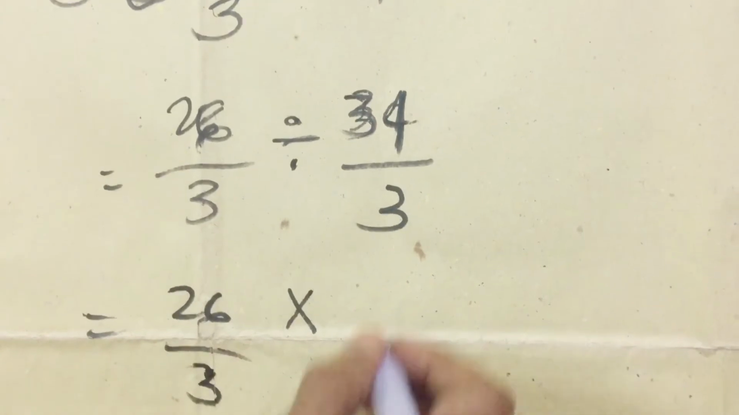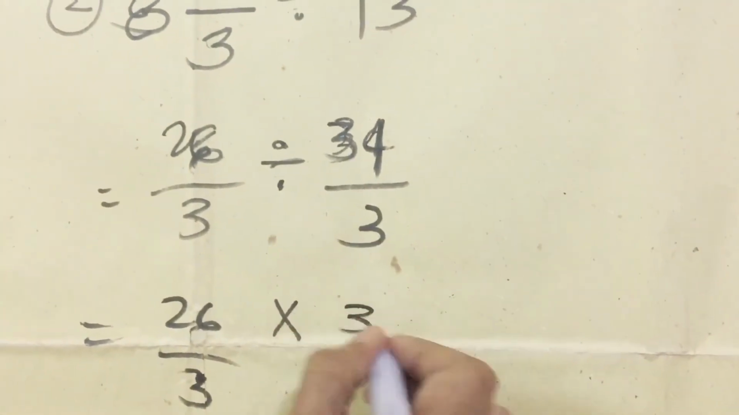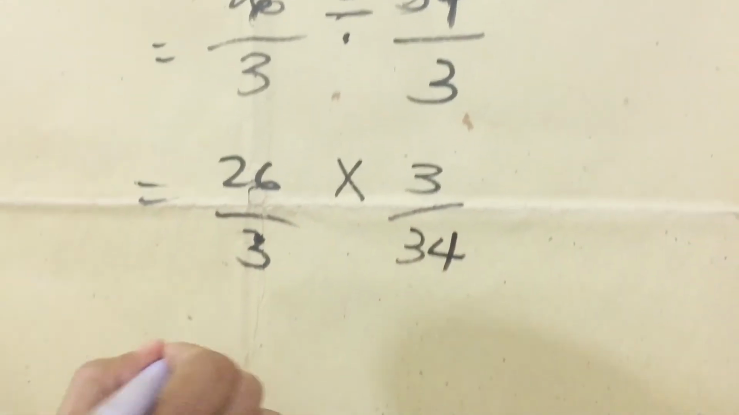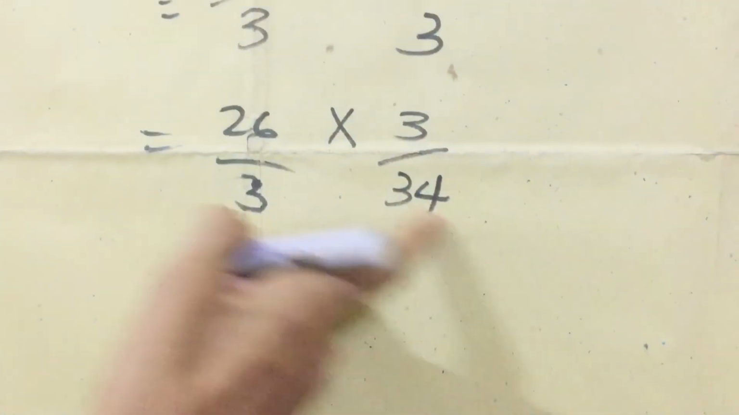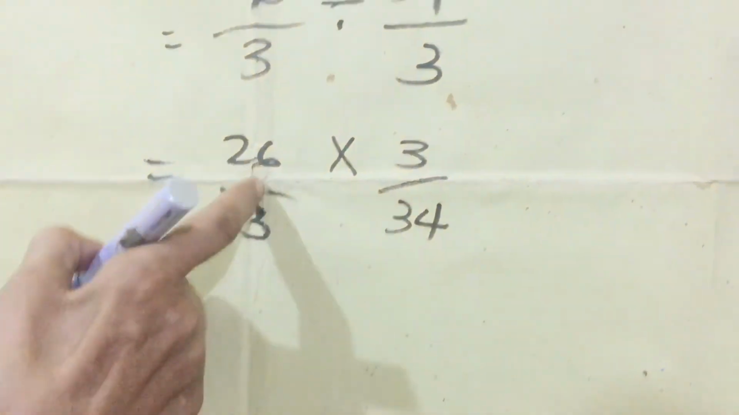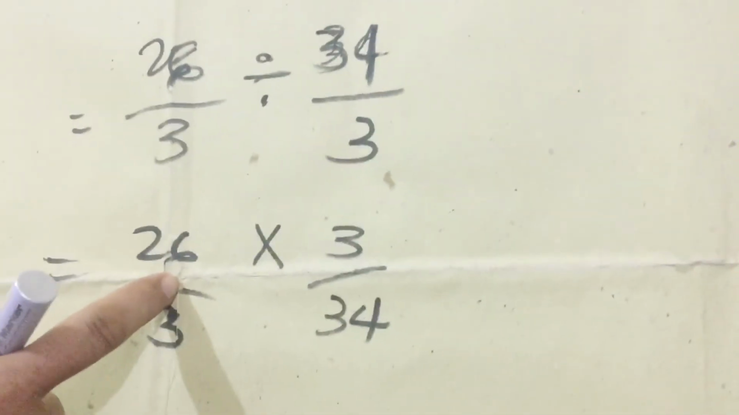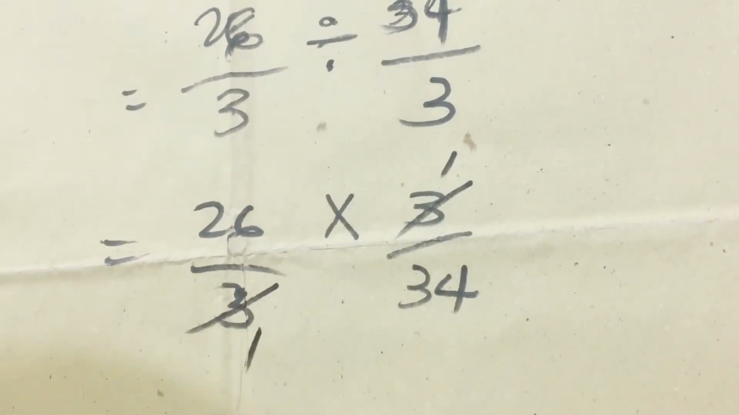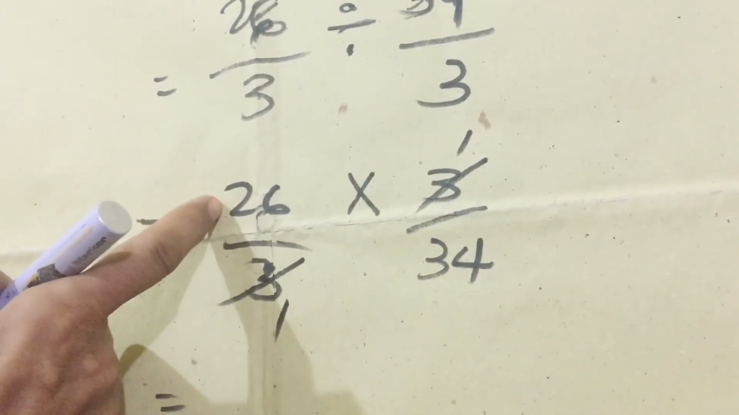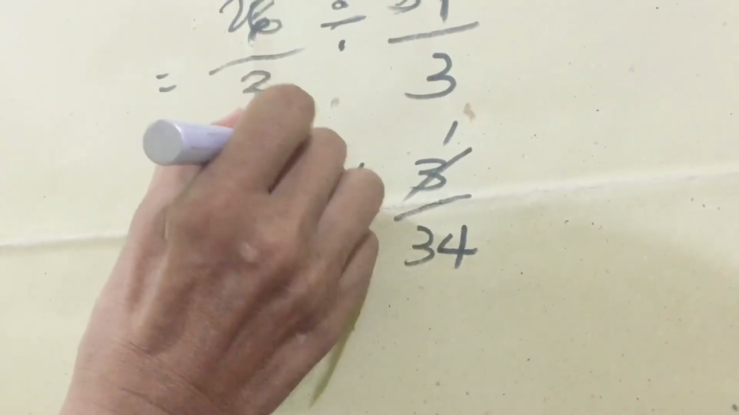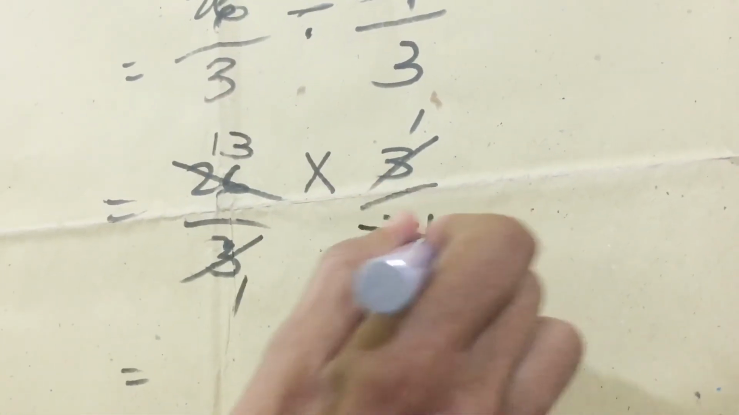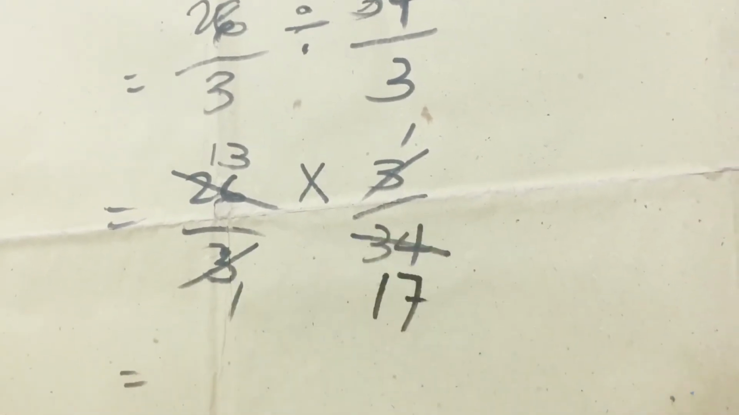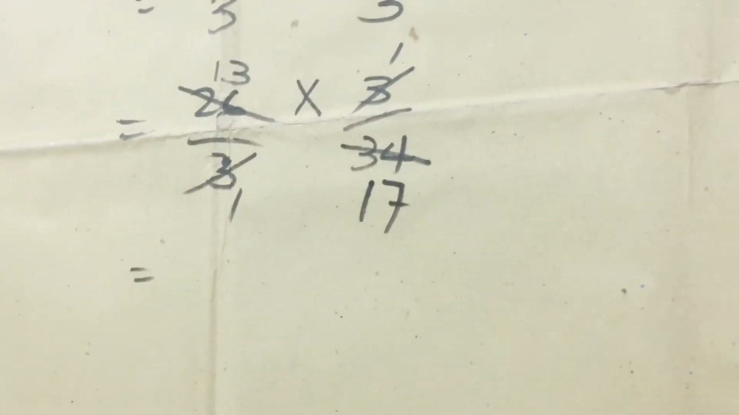Huwag babalik na rin to. Ito lang ang babalik na rin. 3 over 34. The next is cancellation. If this is 26, this is 3, we can cancel 1 and 1, we can divide, and this 26 divided by 2 is 13, 34 divided by 2 is 17, okay, 17.